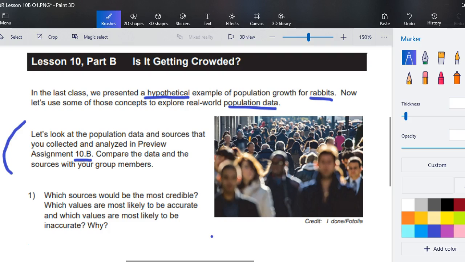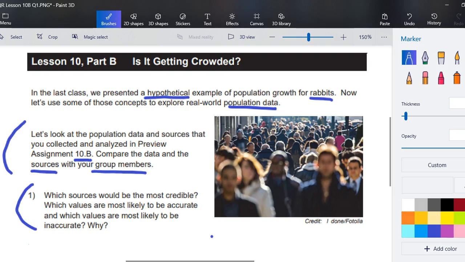Compare the data and the sources with, well, you don't have any group members. Probably you're working on this by yourself. So right now would be a good time to just reflect. I would hit pause, look at question 1, and make some answers and thoughts for question 1. And after you do, come back and we'll talk through this a little bit more together.